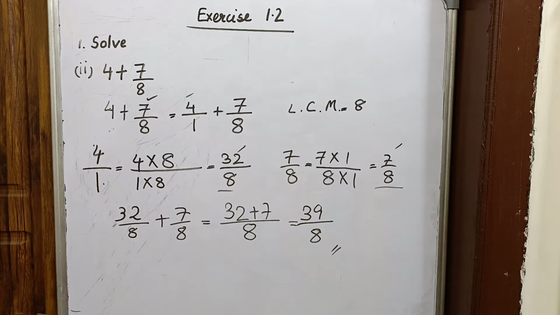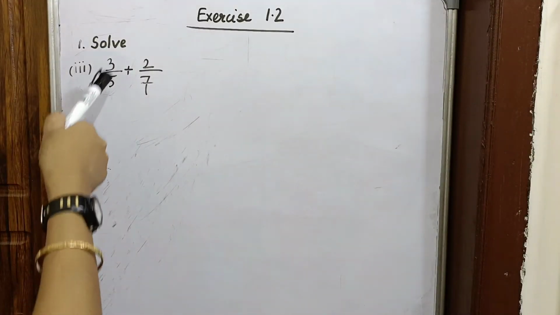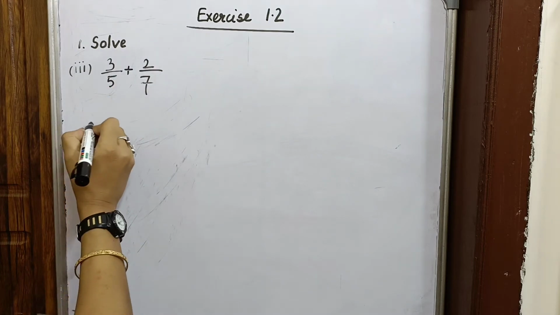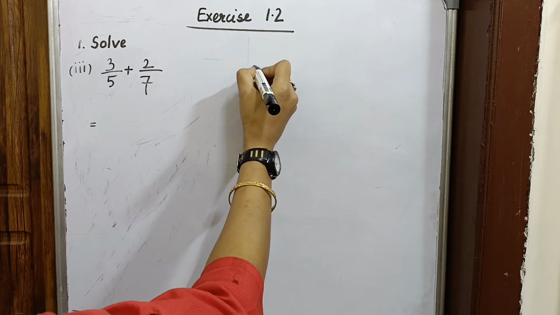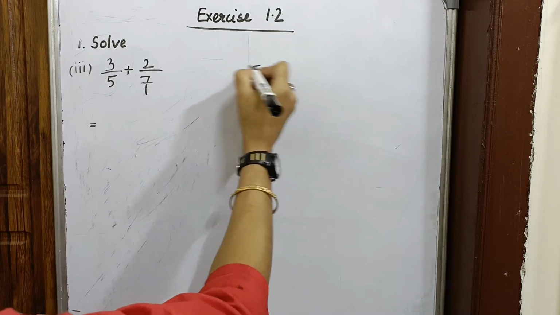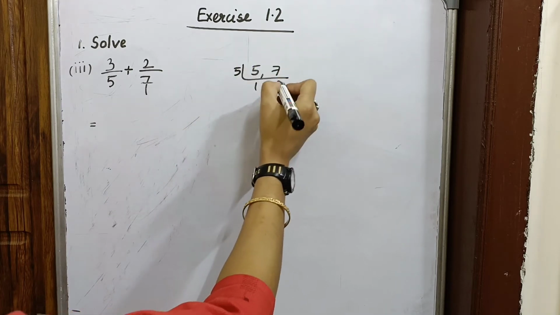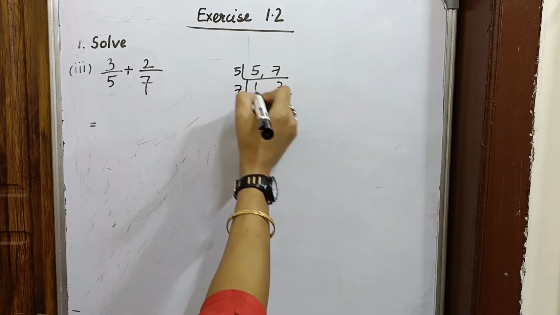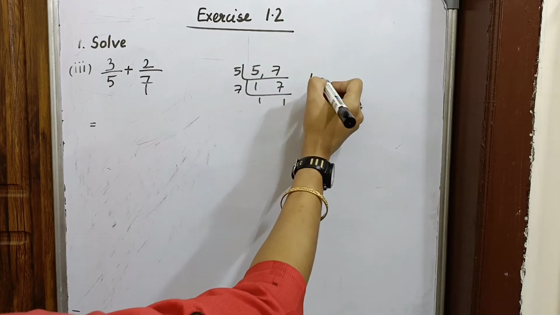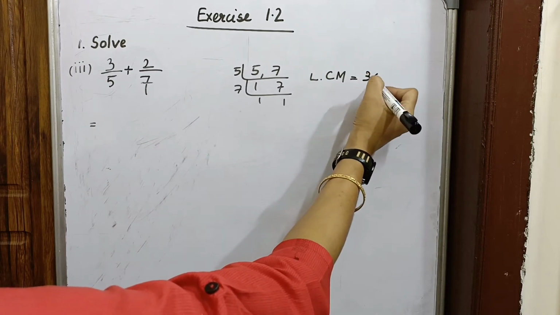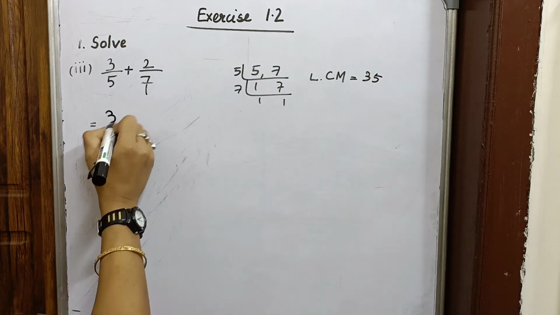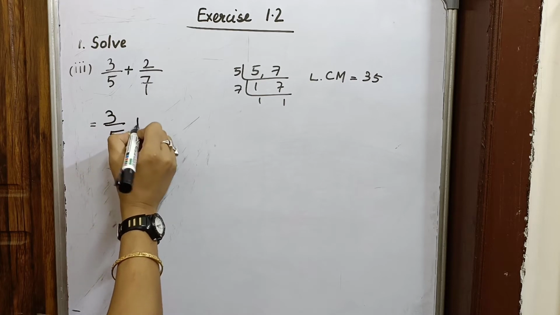Let's now do number 3. The third one is 3 by 5 plus 2 by 7. Here we have to take the LCM of 5 and 7. 5 times 1 is 5, and 7 times 1 is 7, so the LCM is 5 into 7, which is 35. First we'll write the question as it is.